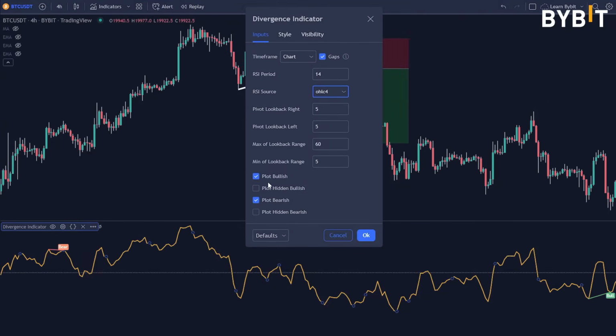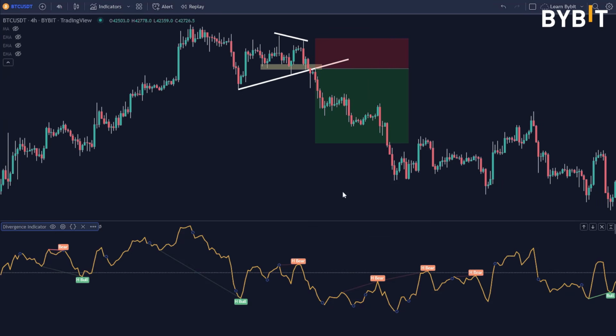Okay, and then we also want to check the box: plot bullish, plot hidden bullish, plot bearish, plot hidden bearish. Okay, and so here's hidden bullish divergence, here's hidden bearish divergence, and so it will plot every instance of this showing up on the chart. Just because it shows up down here doesn't mean you necessarily want to trade every instance. You want to bring into it an element of price action analysis, wait for a level of support or resistance to break, do some trend analysis as well.